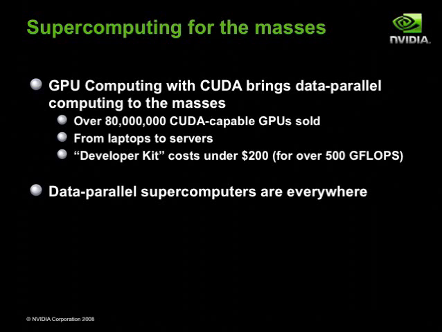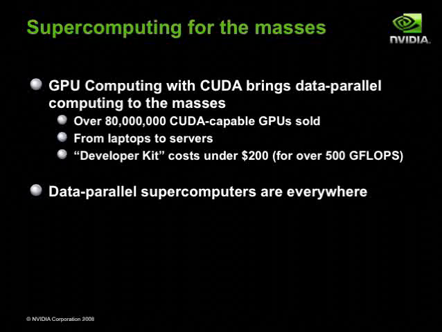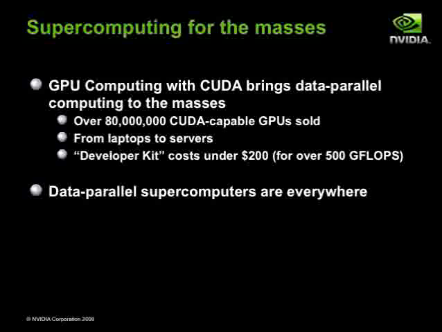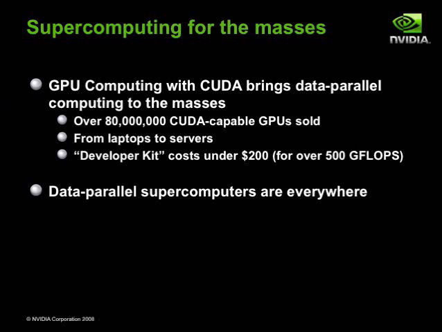Today, the installed base of CUDA-capable GPUs is over 80 million. NVIDIA sells 1 million GPUs a week, which translates to about 100 GPUs a minute. GPUs are also inexpensive. You can get a graphics card capable of well over 500 gigaflops for under $200. The impact of this is that data parallel computers are everywhere. Computing on massively parallel processors has gone from a handful of practitioners at a handful of national labs and universities to something that is truly ubiquitous. And CUDA makes this power accessible.